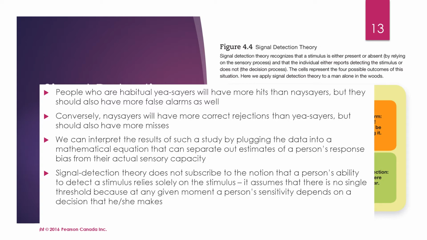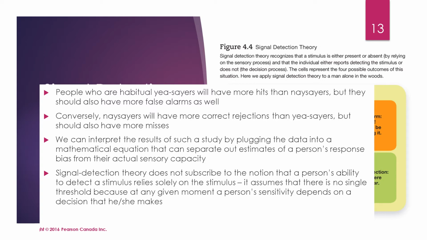So we can interpret the results of such a study by plugging the data into a mathematical equation that can separate out the estimates of a person's response bias from their actual sensory capacity. Obviously that is far outside the scope of this course, but there is a special mathematical formula that we can plug all these responses into in order to determine someone's actual absolute threshold and actual just noticeable difference threshold, as opposed to thresholds that are maybe biased by their own expectations.